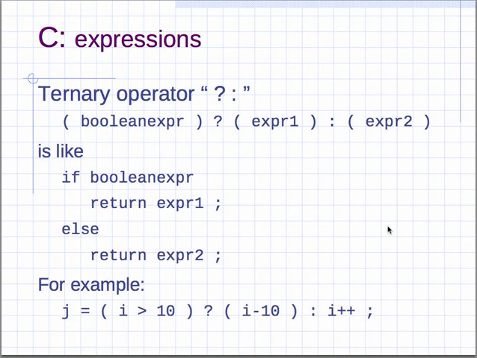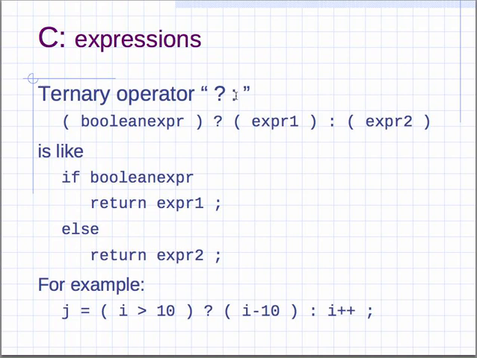Okay, so one last C expression is the ternary operator. Most of you have probably seen this in Java. Java has this, and so does C++, so it all came essentially from C. The ternary operator, which is this operator, question mark, colon, takes 3 operands.